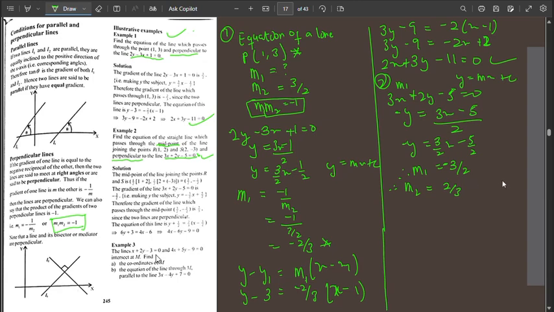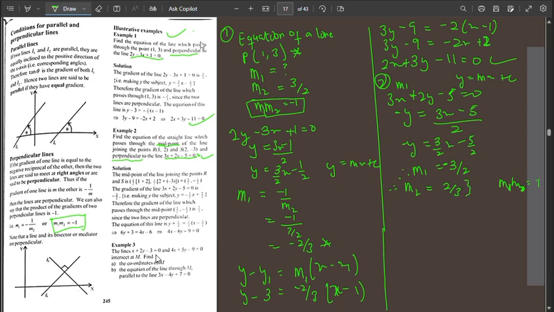If you don't know how I did it, I used m1 times m2 is equal to minus 1. I make m2 the subject, and then I substituted this. In the end, you get this. So therefore, the gradient of my line, the line I'm about to find, is 2 over 3, and that's what I'll use.